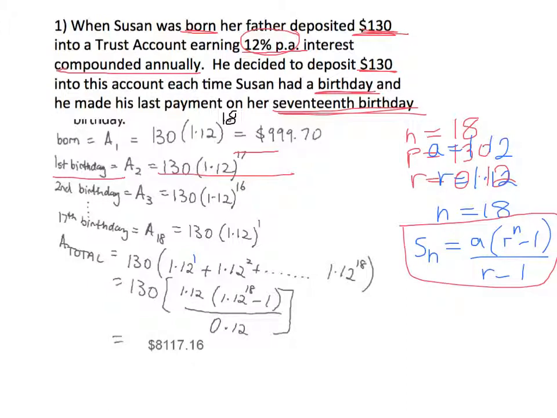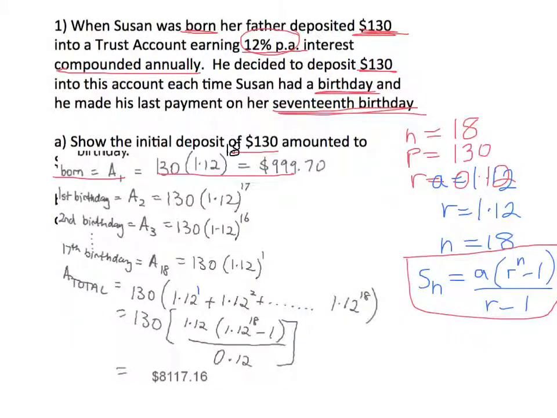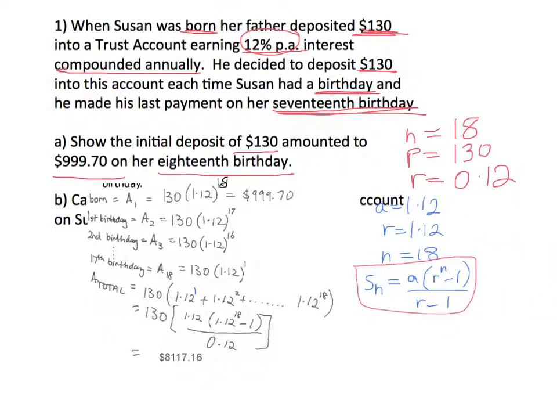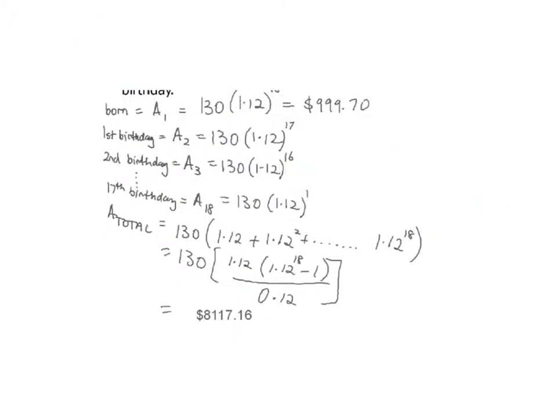And that's going to be $8,117.16. So quite a lot of money just from depositing $130 every birthday. Enough to buy a car, probably. Good start. Anyway, all right, let's have a look at another example.